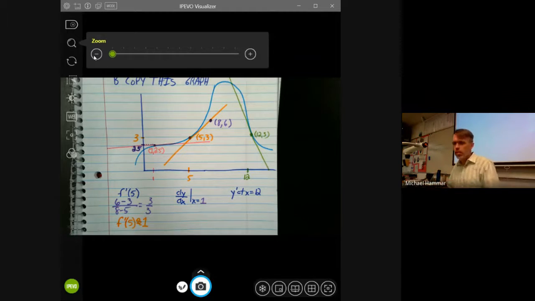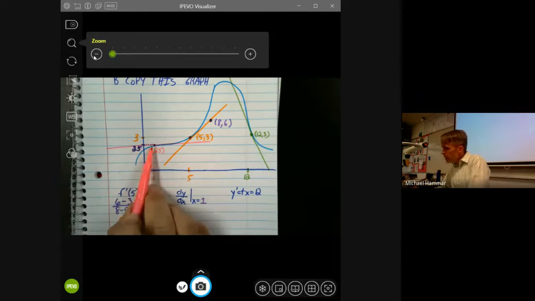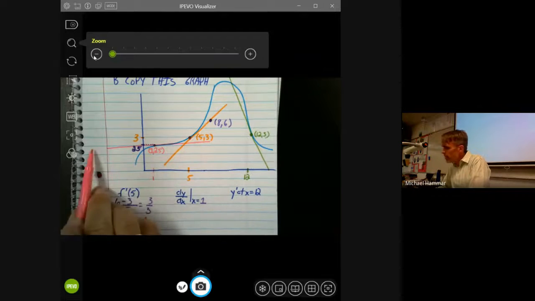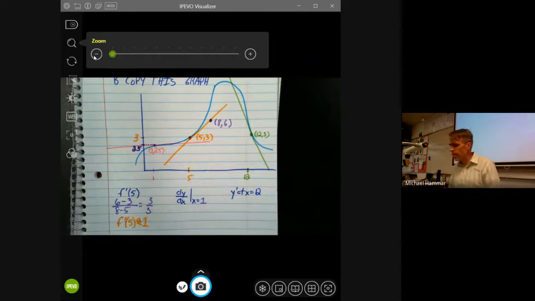Now, take a look at the next one. I'm still asking you the same thing. I am asking you, what is the derivative of the graph at x equals 1? That one is the pink line. Notice my pink line skirts across that 1 there, and I have this line that goes this way. And notice it's fairly flat.